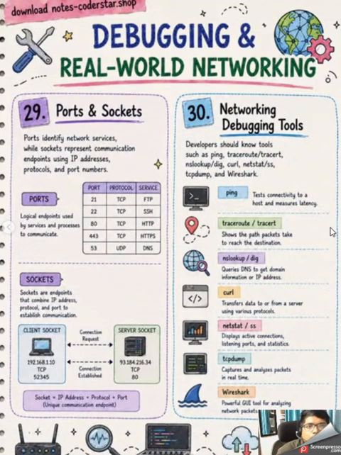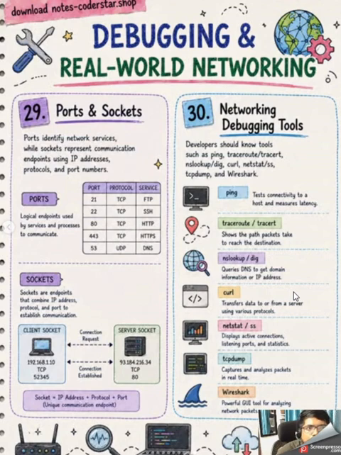Ports identify network services, while sockets represent the communication endpoint using IP address, protocol, and port numbers. We have important port numbers and protocols like SSH is 22, 80 is HTTP, and 443 is HTTPS, sorry, and DNS is 53. And we have sockets. Sockets are endpoints that combine IP address, protocol, and port.